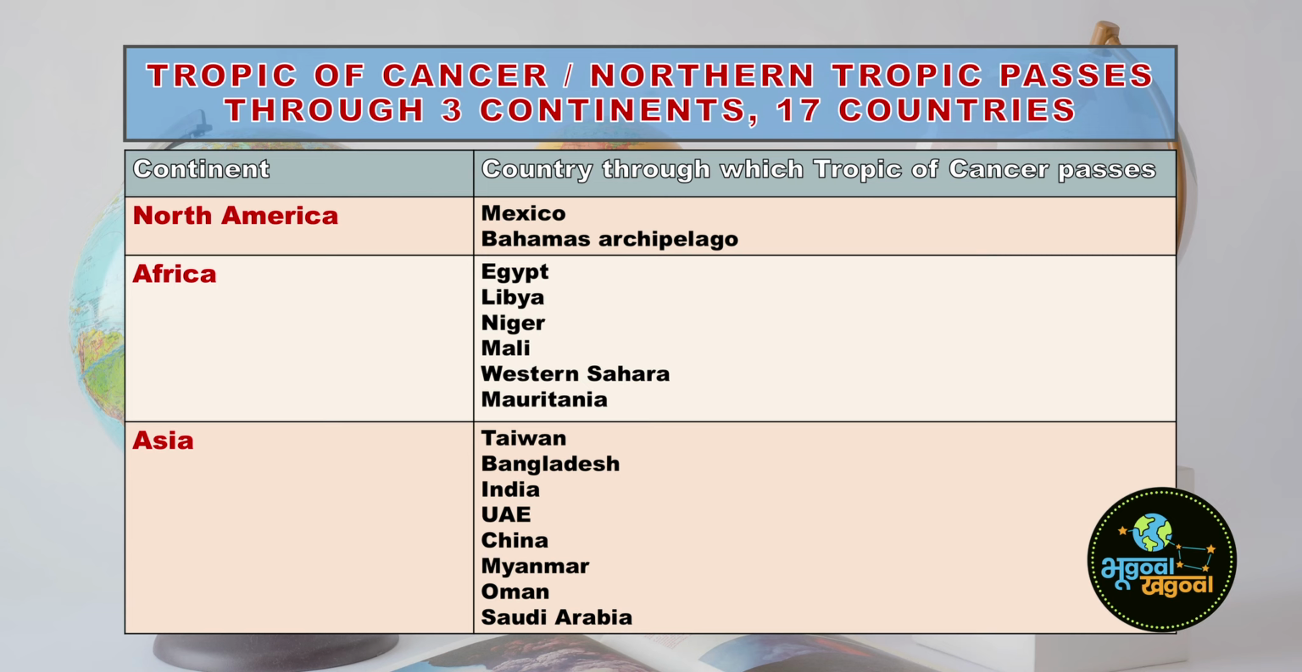In North America, it passes through Bahama Archipelago and Mexico. In Asia, it passes through Taiwan, China, Bangladesh, Myanmar, India, Oman, UAE and Saudi Arabia. And in Africa, it passes through Egypt, Libya, Niger, Algeria, Mali, Western Sahara and Mauritania.